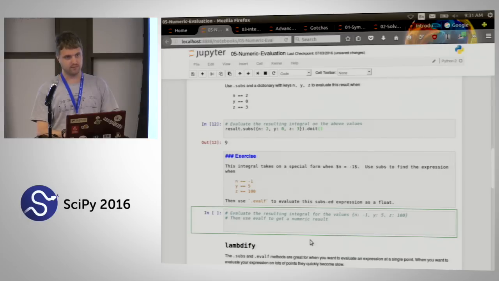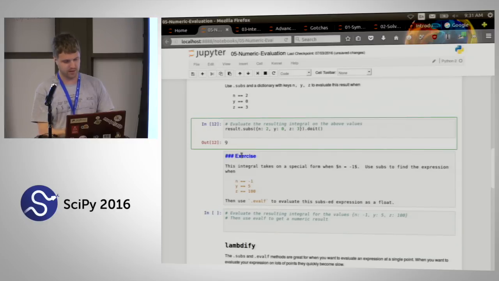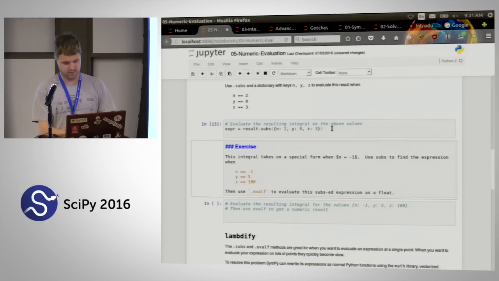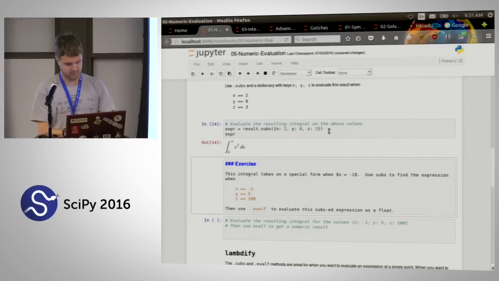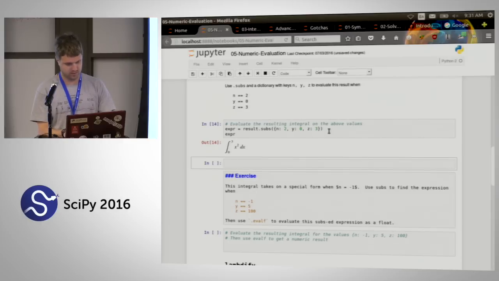The question is, why does doit give 9 and evalf gives 9.0? So doit is going to try to do... So let me just say... Oh, okay. So let me... Yes. How do I do this?